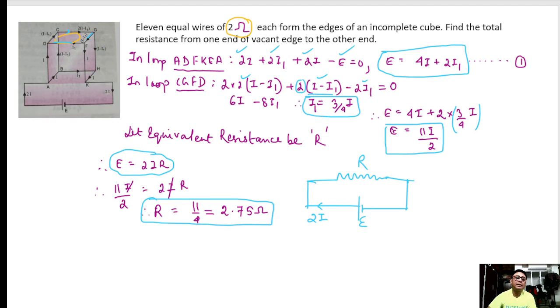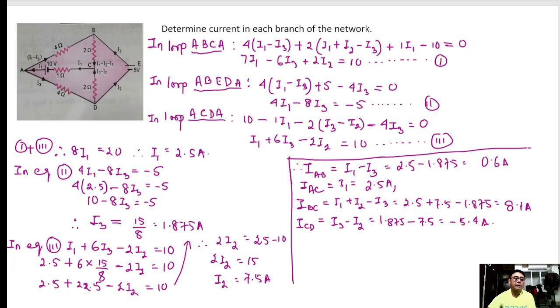So friends, let's see the next one. The next one shows that this is the circuit. Watch here, this is the circuit of the next one. They are telling: determine the current in each branch of the network.